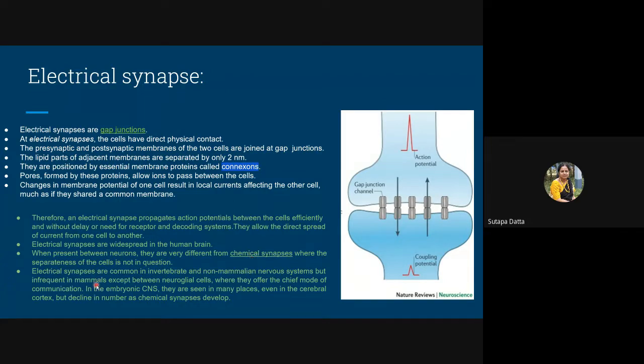Next, electrical synapses are common in invertebrate and non-mammalian nervous systems, but infrequent in mammals, except between neuroglial cells. In the neuroglial cells, they offer the chief mode of communication. And in the embryonic central nervous system, they are seen in many places, even in the cerebral cortex, but their number gradually declines as chemical synapses develop.